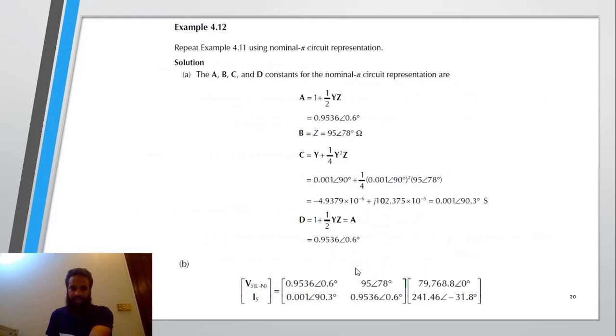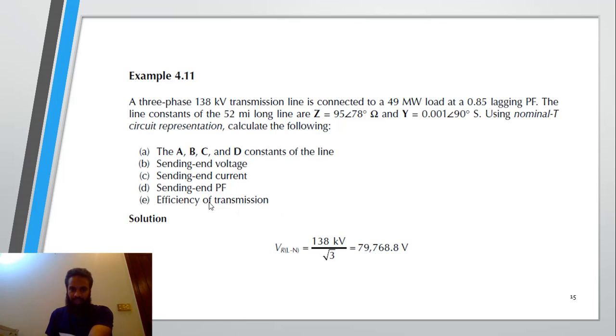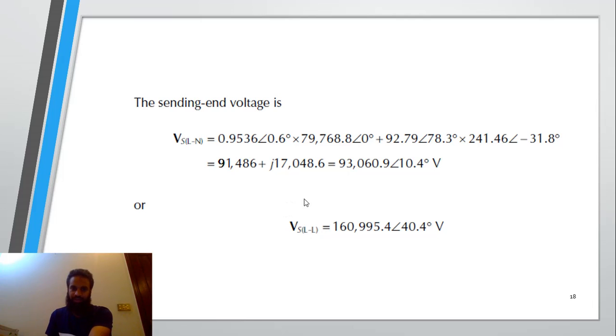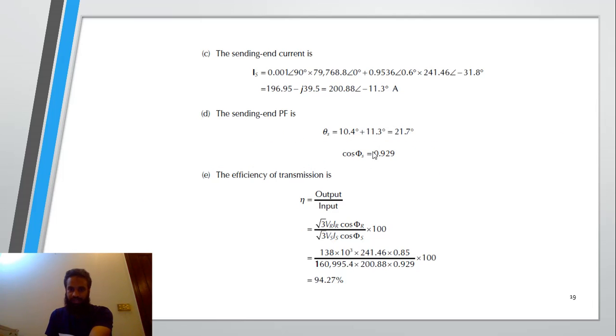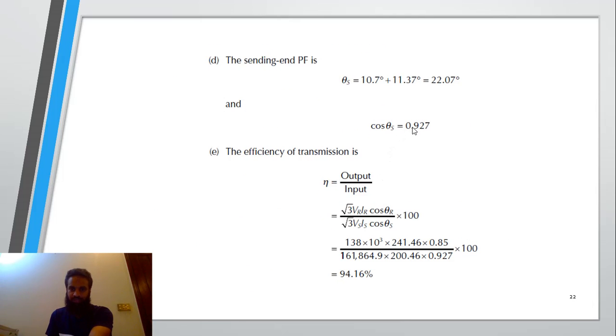If you see these two numericals, although the equations are a little bit different, the results are similar. For the T model, the power factor is 0.929 and the efficiency is 94.27. For this one it is 0.927, almost near to the previous result, and similarly 94.16 efficiency. So the results are almost the same, but the equations are different.